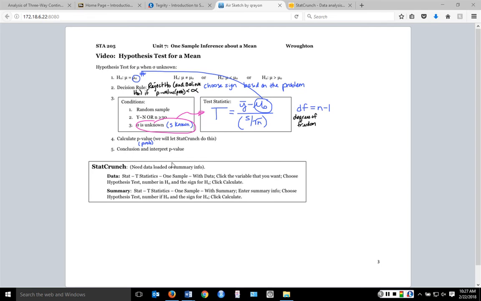The other little note you'll see here before we look at our problem is how to do this in StatCrunch. There are two different ways we can do it. We can have the actual data set, versus the summary information, and we'll explain the difference as we go to StatCrunch with our first example. So those are our 5 steps, and the goal next is to apply these ideas to a problem.